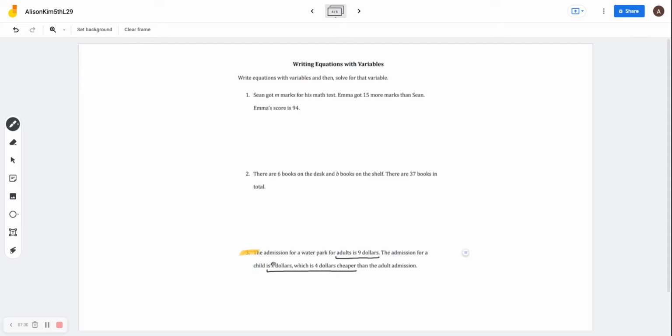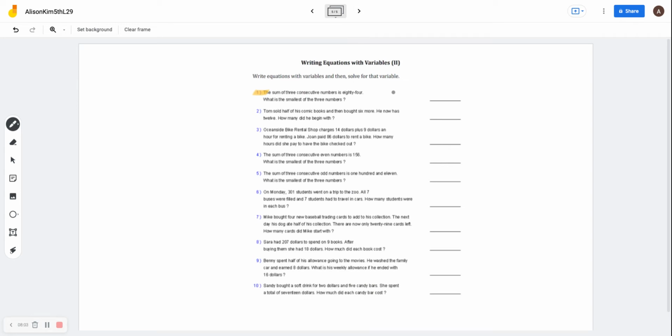So we know that our variable is X, and we know that we have a total cost of $9 for the adults, but we know that the children is $4 cheaper. So we will say that X equals 9 minus 4. Now that will be our equation, and then for our variable, X would equal 5 because 9 minus 4 is 5. So this will be our equation, and this will be our answer. This is actually pretty easy.